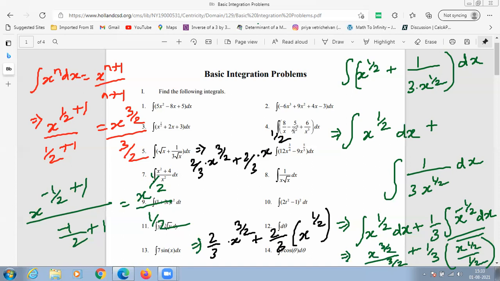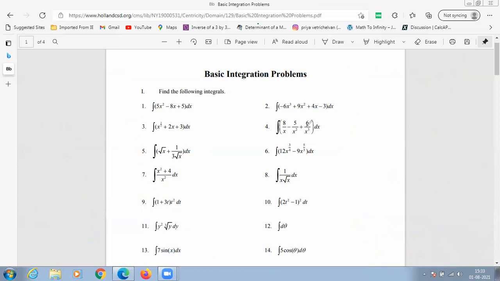We'll move to the next question. We're done with question number 5. We'll move to question number 6. Question number 6 is integral of 12x power 3 by 4 minus 9x power 5 by 3. This is also basic. It also deals with the power rule only. I'll just write the power rule over here. It's integral x power n dx is equal to x power n plus 1 upon n plus 1, and plus c. It's an integral constant.